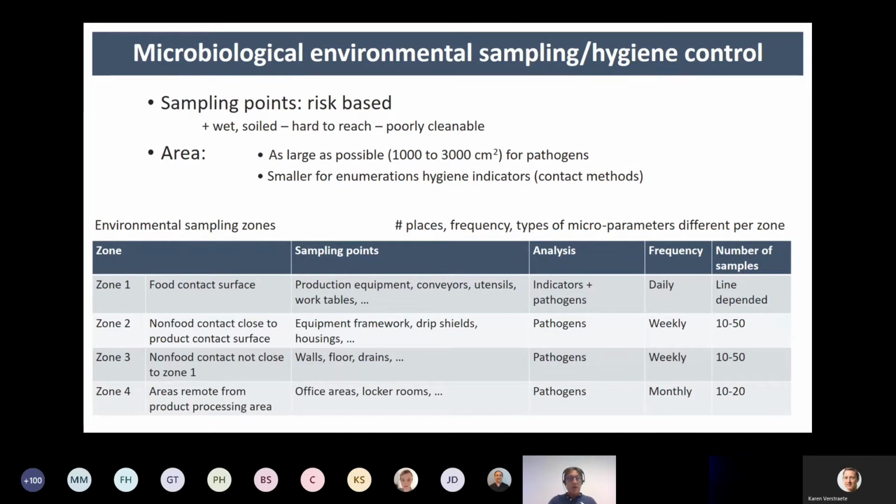indicators. While, for example, if you are looking at zone 3 points, so non-food contact surfaces, which are not so close to zone 1, like a wall, a floor, or a drain, then, for example, sampling for pathogen detection can be enough. And for example, on a weekly basis can also, in a lot of cases, be enough.